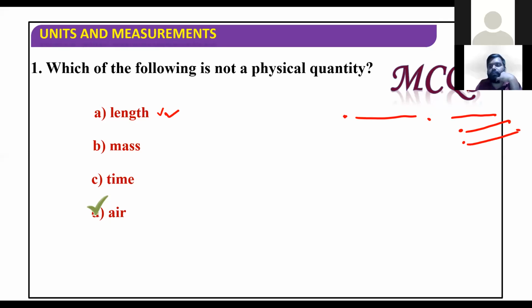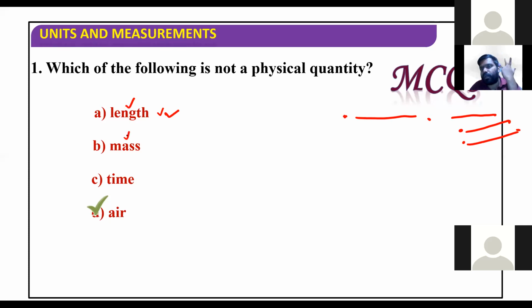Am I correct? Yes, sir. Since all these can be measured, this represents a physical quantity. The next one is mass. What is mass according to you? What is the definition of mass? The amount of matter present in a body is known as mass.